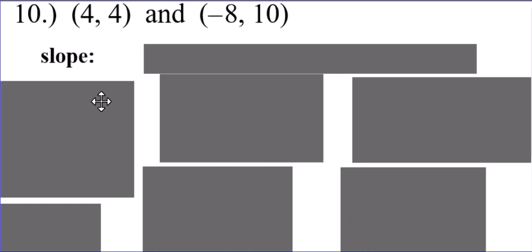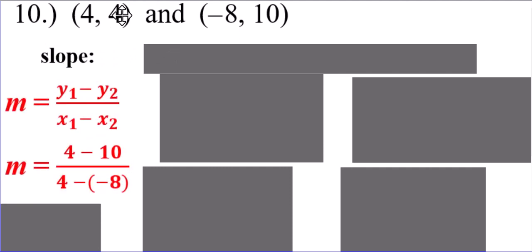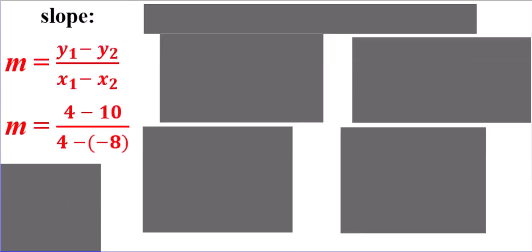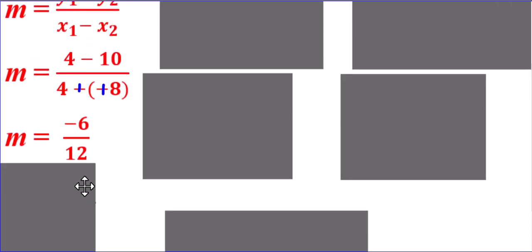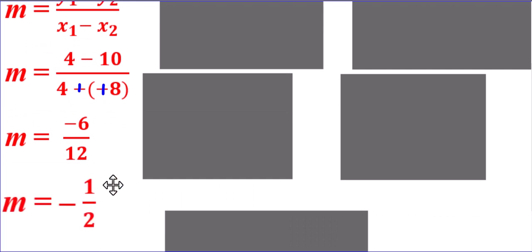Let's start with the slope. We'll use the formula. 4 minus 10, 4 minus -8. Since there is a negative involved here in the denominator, I'm going to make that adding the opposite. Whether you make it adding the opposite up here is up to you. I think most of you know a smaller positive minus a bigger positive will give you a negative result, so that's -6. 4 plus 8 is 12. This will reduce to -1/2.